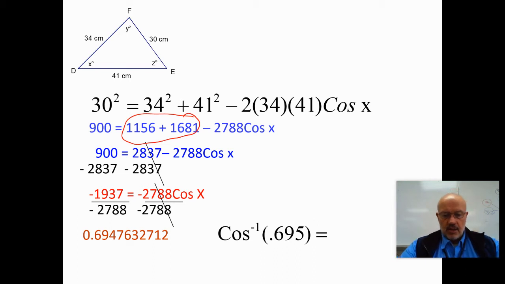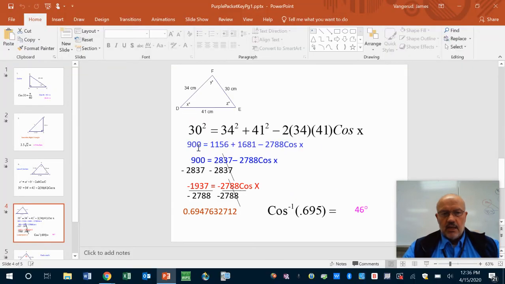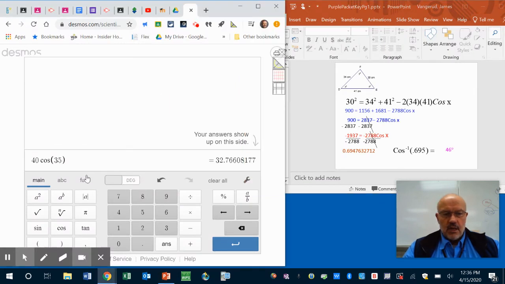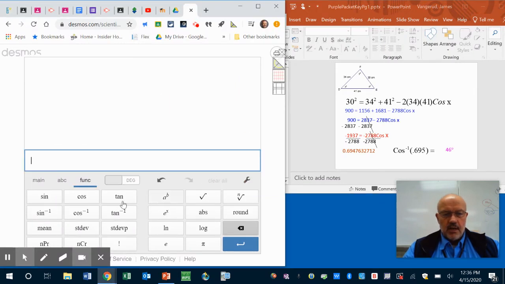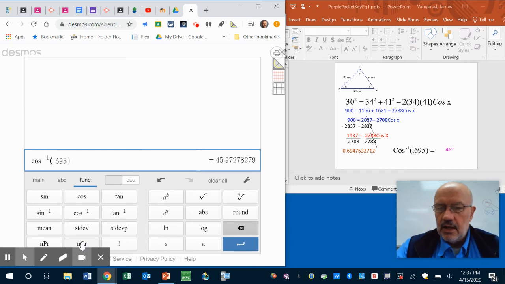So now I have to go to the calculator and do second cosine, 0.695. Second cosine, 0.695. And what does that equal? 45.97, so that rounds to the nearest whole degree, 46 degrees, as you can see on the slide right here, 46 degrees. Okay.